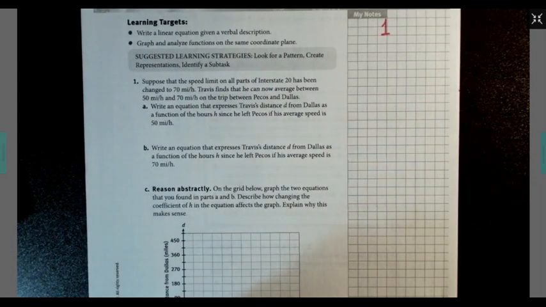Suppose that the speed limit on all parts of the interstate has now been changed to 70 miles an hour. Travis finds that he can now average between 50 miles an hour and 70 miles an hour on his trip between Pecos and Dallas. Write an equation that expresses Travis's distance D from Dallas as a function of H hours since he left Pecos if his average speed is 50 miles an hour.